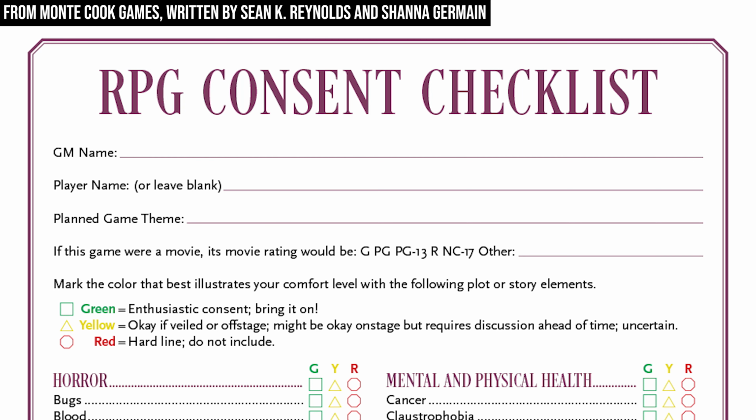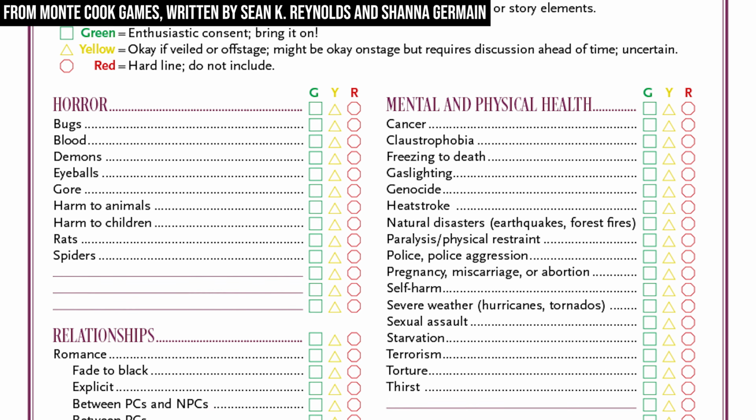The Consent in Gaming checklist is simply a list of topics, possible issues that people might not want to see. For example, people can say that they don't want descriptions of intercourse in game. Maybe they're okay with a fade to black, or maybe they'd prefer that it not be alluded to at all.